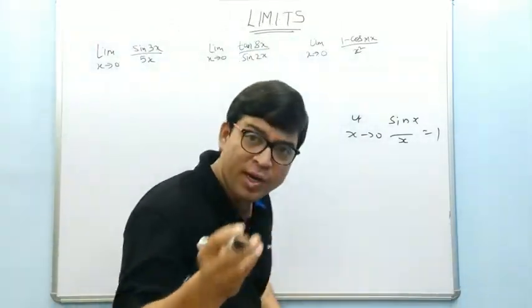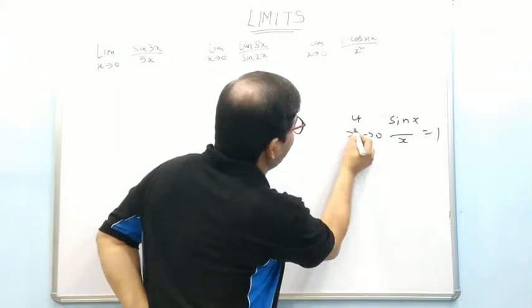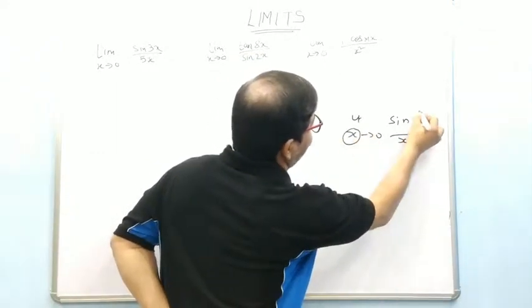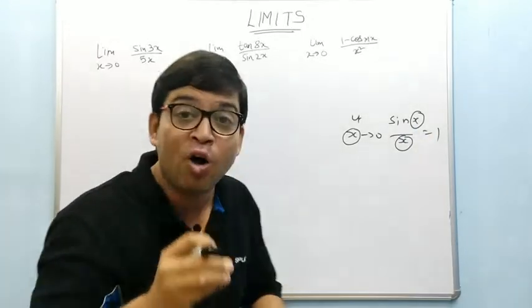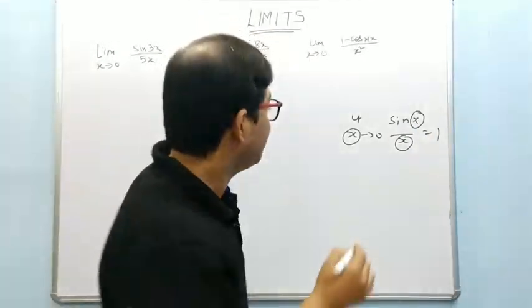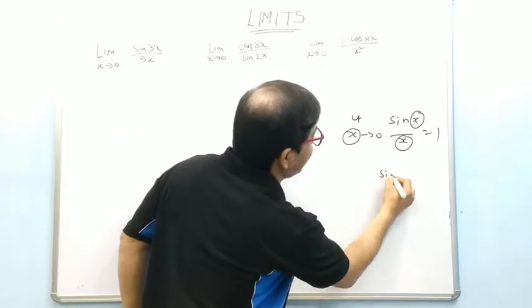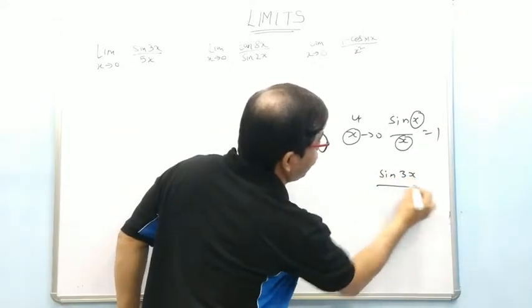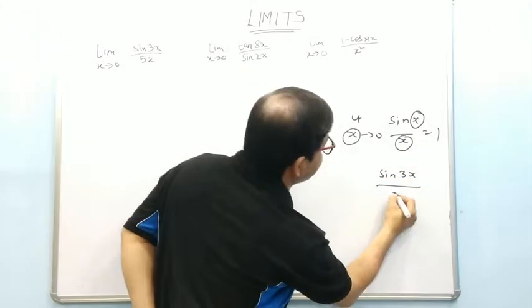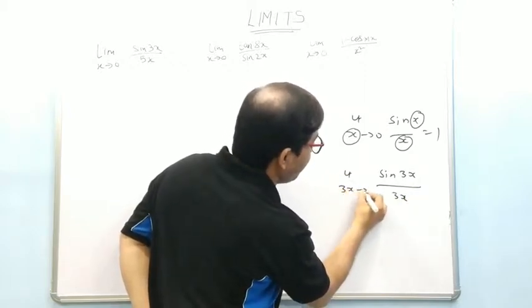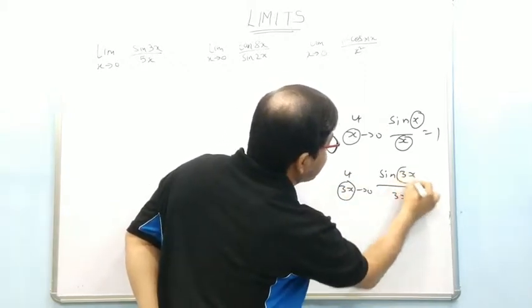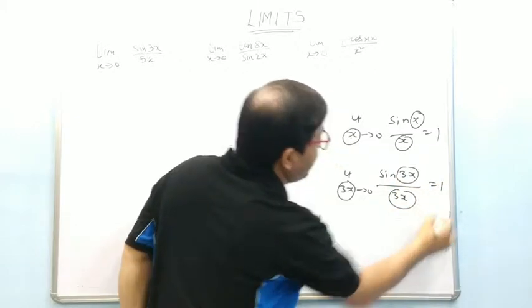What is important? See here, whatever is here, the same thing should be here, and the same thing should be here, then only the output will be 1. Suppose limit sin 3x is here. So what should be in the denominator? 3x. And what should tend to 0? 3x should tend to 0. Then only these three things are matching, then only the value is 1.